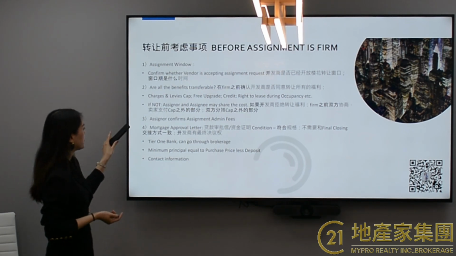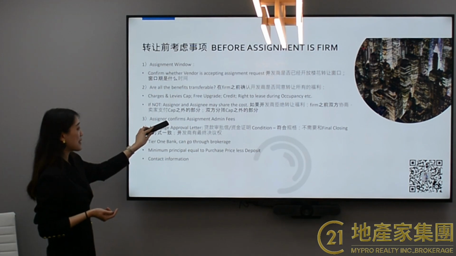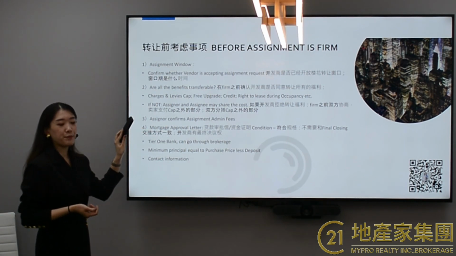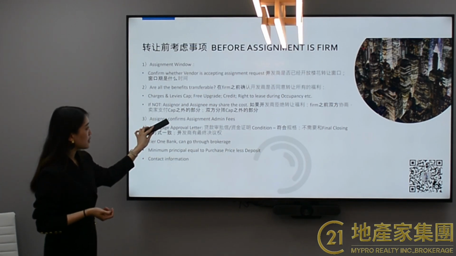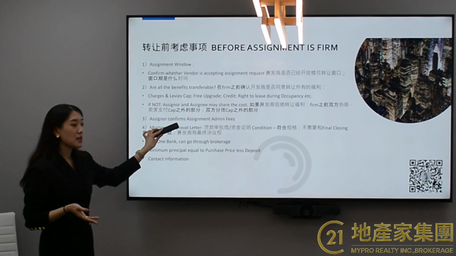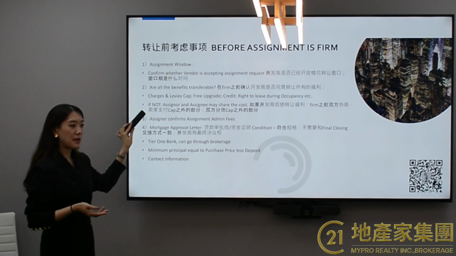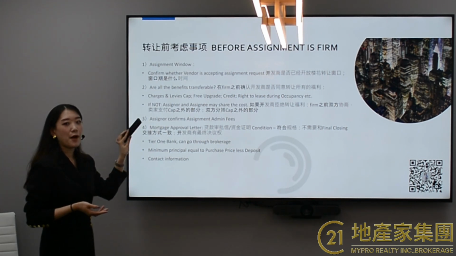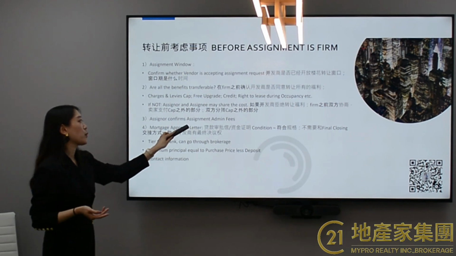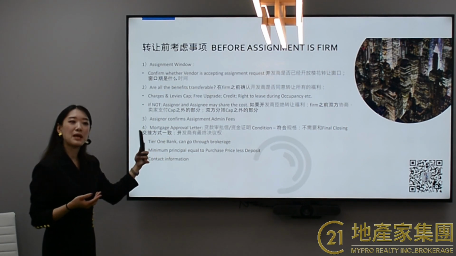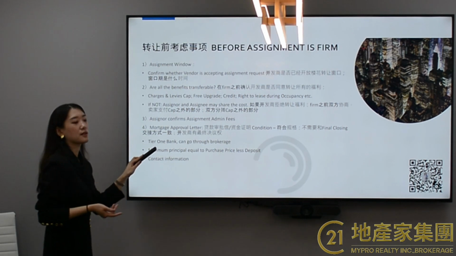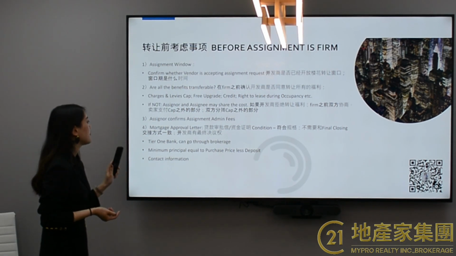Oh, and also the best way to find out about this is to email the sales office. Sometimes you will see it's free assignment from the original APS, but the assigner has done something to put themselves in default, and then the vendor will take away the free admin fee. So you may end up paying something. So the best way is to confirm with the sales office in writing. Okay, so this is the assignment admin fee.